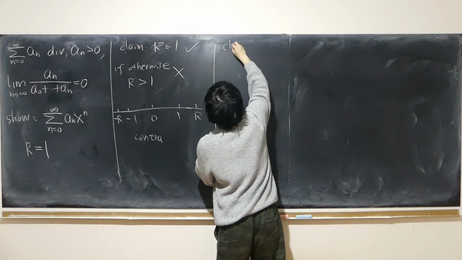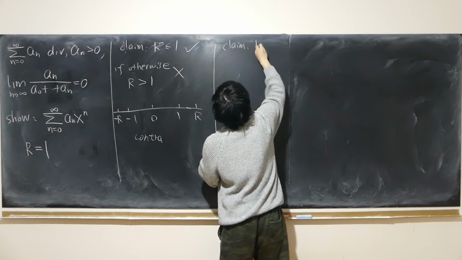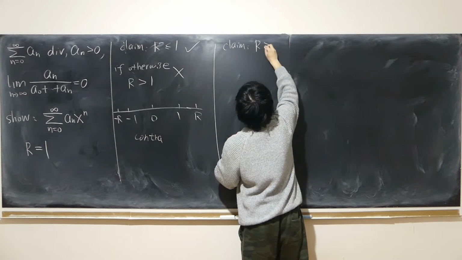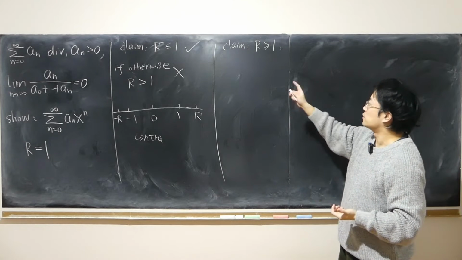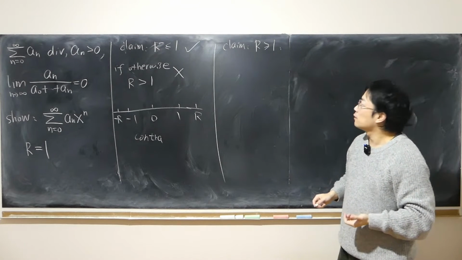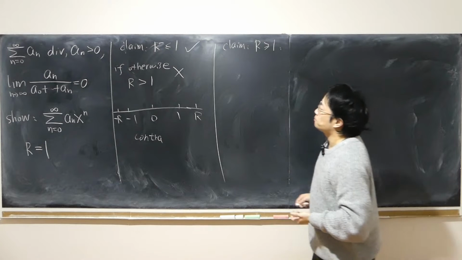So really, my claim is correct. Then I'm going to claim the convergence radius is bigger than or equal to 1. Then I can draw the conclusion that the convergence radius is exactly 1. So why is that the case?